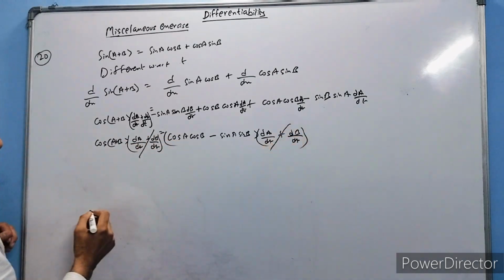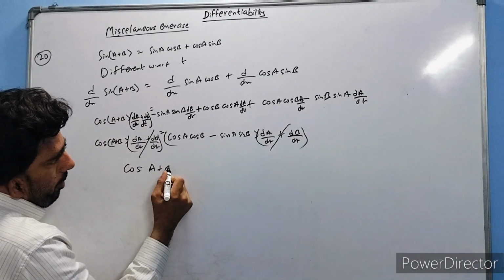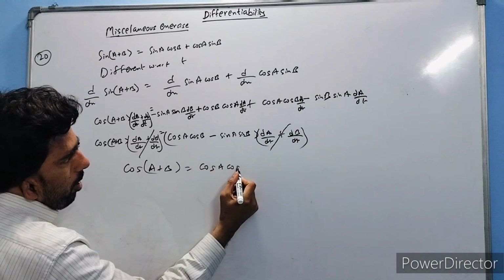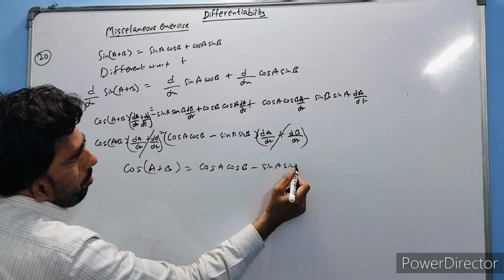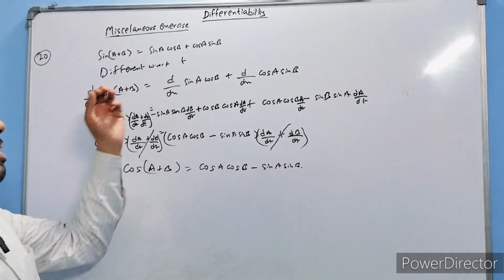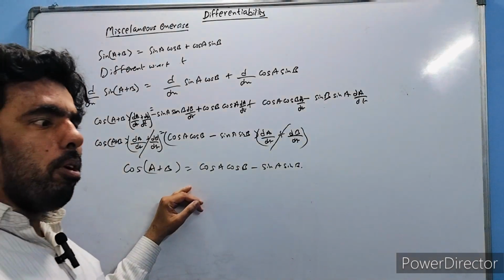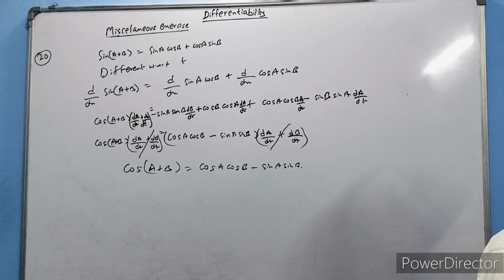So I have cos(A+B) = cos A cos B − sin A sin B. That is the formula for cosine. So we can easily differentiate the function of sine to get the formula for cos that we have asked. Now let us try to solve another question.